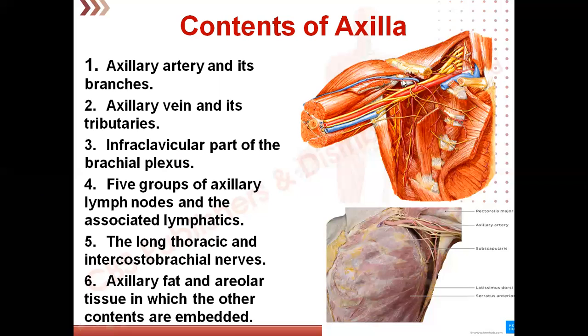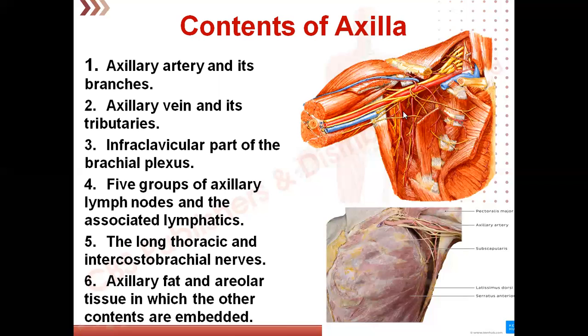See, the clavicle bone has been cut, so from there you are finding the infraclavicular part of the brachial plexus. Basically there will be most of the cords and branches coming from the cords of the brachial plexus. We will also see pea-sized small round nodules when we dissect, with a lot of fat inside. We have 5 groups of axillary lymph nodes and associated lymphatics. This also we will discuss today, the axillary group of lymph nodes in detail.